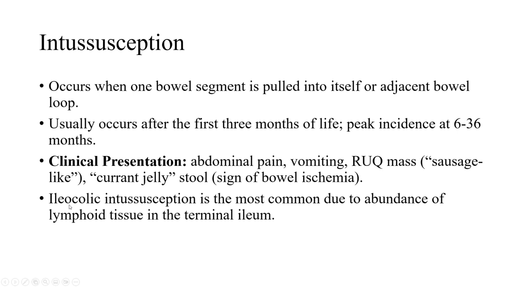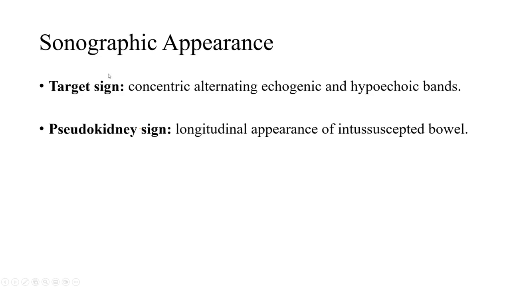Ileocolic intussusception, where a loop of ileum is pulled into the cecum, is the most common due to abundance of lymphoid tissue, which can act as the lead point that pulls the loop of bowel within the terminal ileum. In terms of sonographic appearance, we have already shown the target sign and the pseudokidney sign, which are two imaging signs that show the classic sonographic appearance of intussusception.